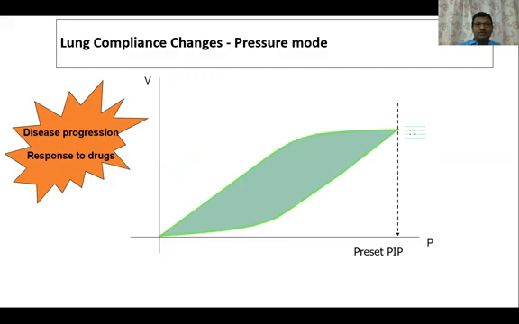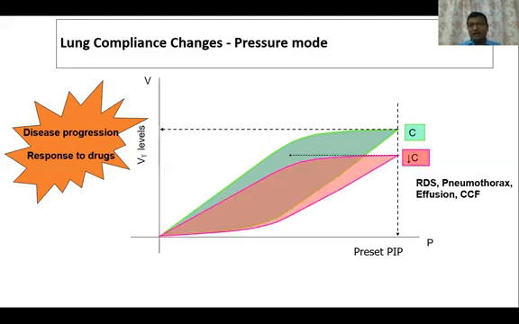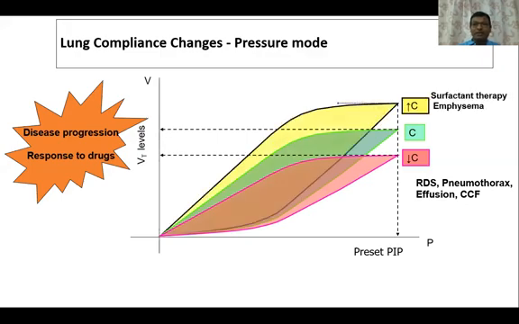Now let us look at the PV loop in a pressure mode where we have a set PEEP which is going to deliver a particular amount of tidal volume. So in conditions with reduced compliance, say RDS, what is going to happen? The PV loop is going to shift to the right side, and with the same PEEP, you are going to get less tidal volume. In the same way, when you give a surfactant, what is going to happen? Your PV loop is going to shift to the left, and you're going to get more tidal volume at the same PEEP. So you can monitor disease progression and response to drugs both.